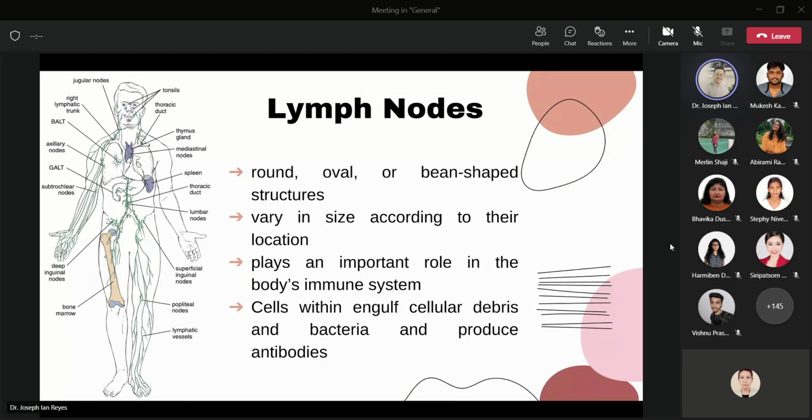So lymph nodes will be enlarged if you have infection. For example, with an infection in the hand, axillary nodes would be inflamed.